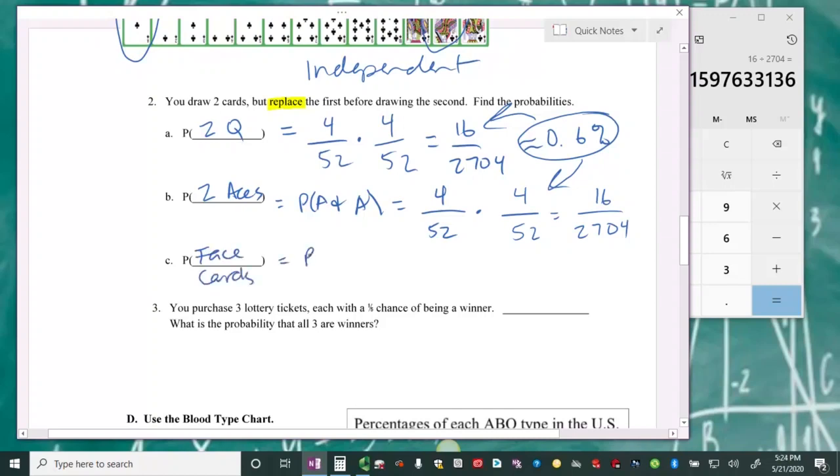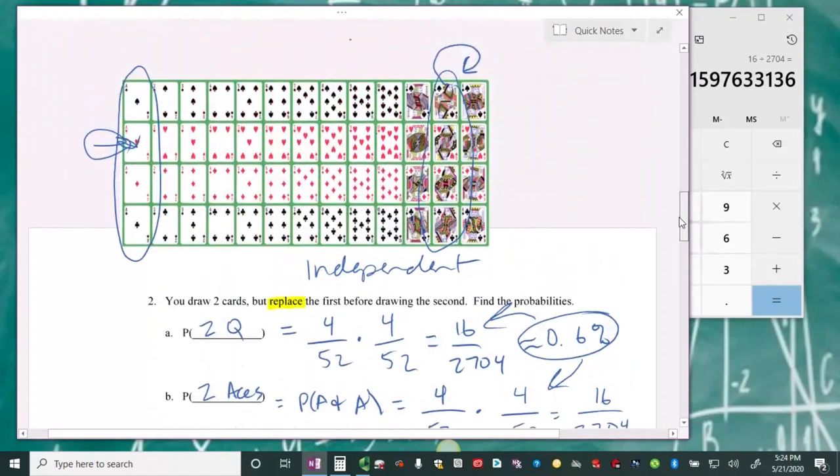So this is going to be the probability of a face card and a face card. Let's go up to our deck of cards diagram. In our diagram, our face cards are over here. So for the face cards, we have 3 per suit. So there's 3, 3, 3, and 3. So that's going to be 12 face cards all together.